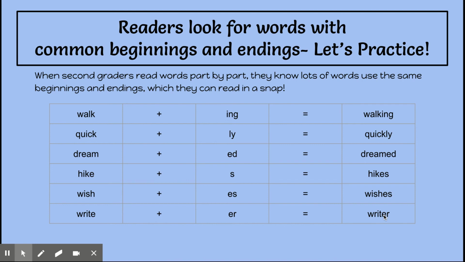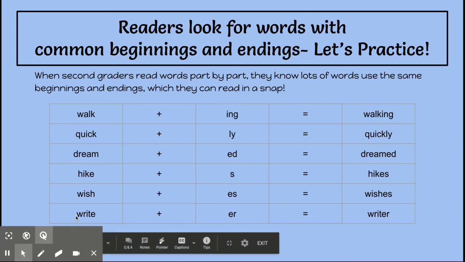So when you are coming across these words in your own books that you're reading, you can ask yourself, does the word have a common beginning or an ending that I'm used to seeing? If it does, you can read that part in a snap and put it together with the base word.